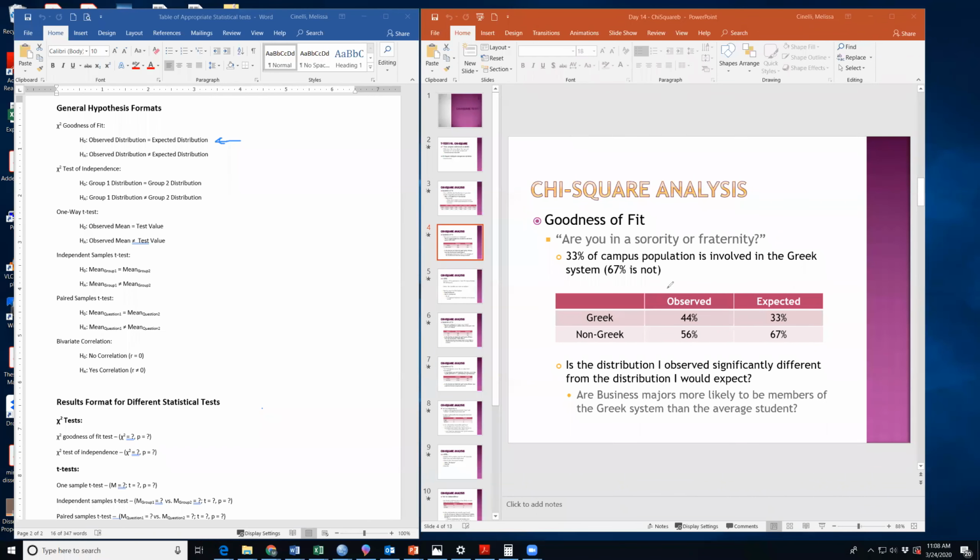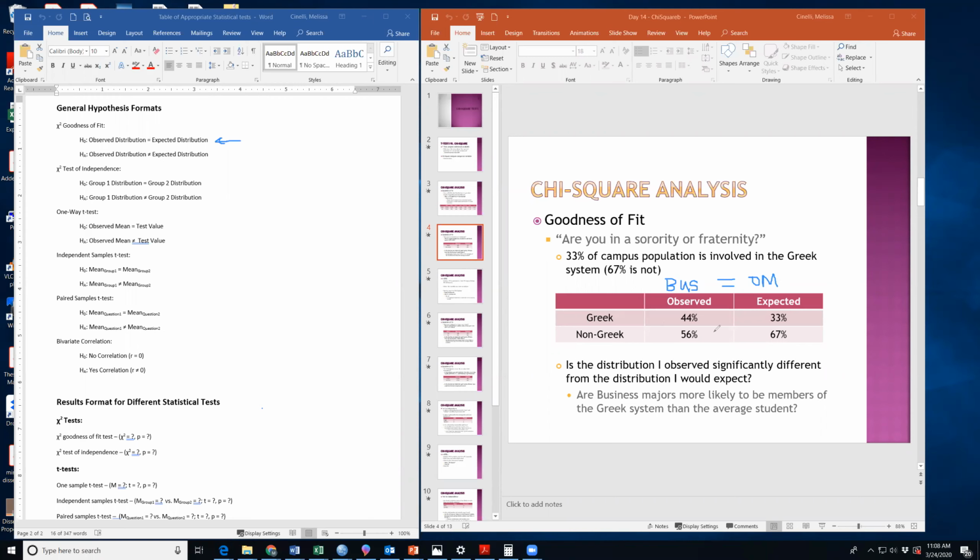Sometimes writing this stuff out for yourself can help you figure out what this means. We observed business students. Our expected distribution was coming from all Ole Miss students. So what we're concluding here is that what we observed for business students is equal to what we expected. Business students are equal to Ole Miss students when it comes to Greek membership.